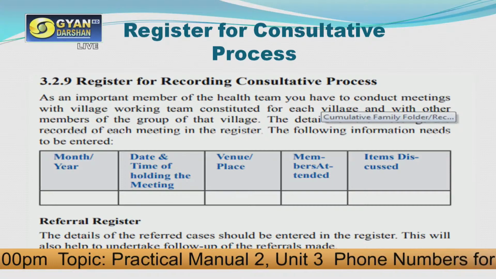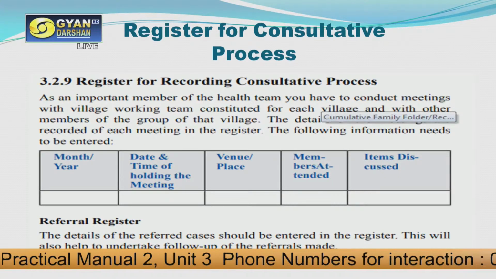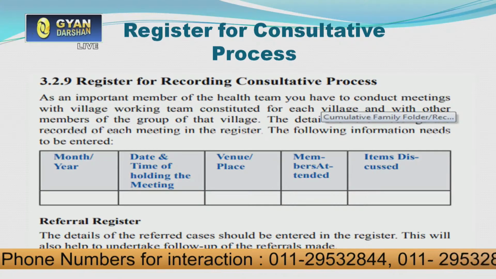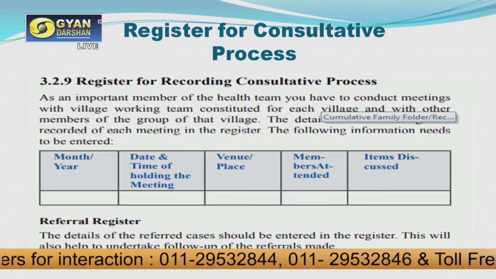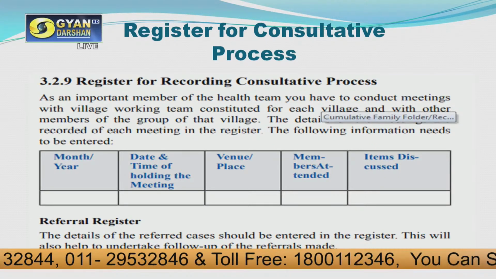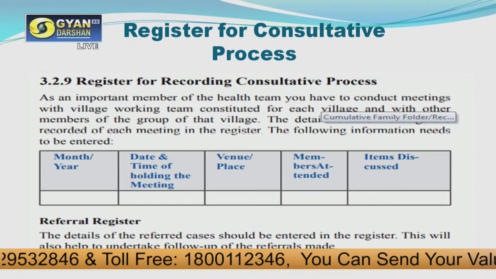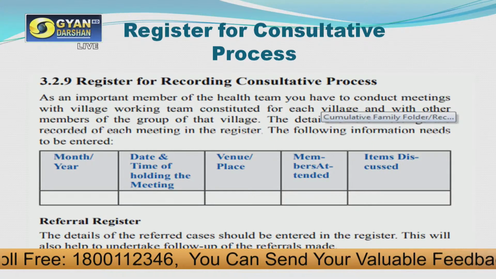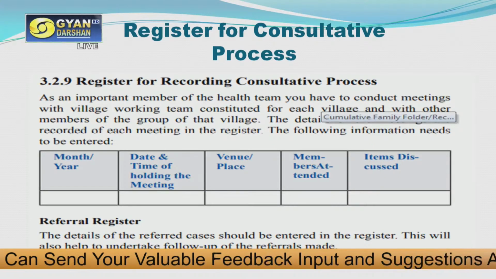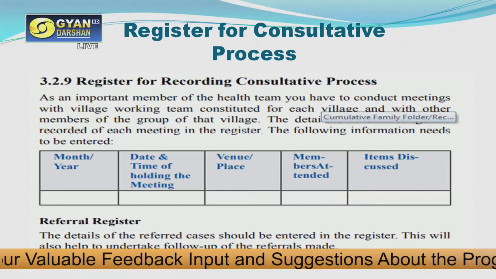In that you can write which month and which year you have done that meeting, the date and time of holding the meeting, what the venue was, where you conducted that meeting, how many members attended, and what all you discussed during the meeting. All those details you can record in that particular consultative process register.